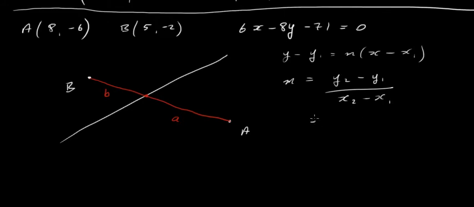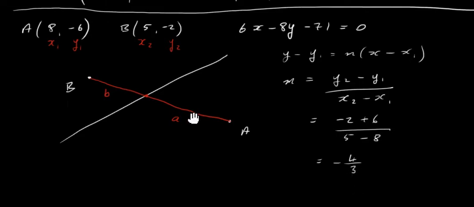So we're going to call this x1, y1, x2, y2. Let's stick those in here. So we have y2, so that's going to be minus 2, minus 6, so that's plus 6, all over x2, which is 5, minus x1, which is 8. That gives me a slope of minus 2 plus 6, which is 4. 5 minus 8 is minus 3, so it gives me a slope of minus 4 over 3.